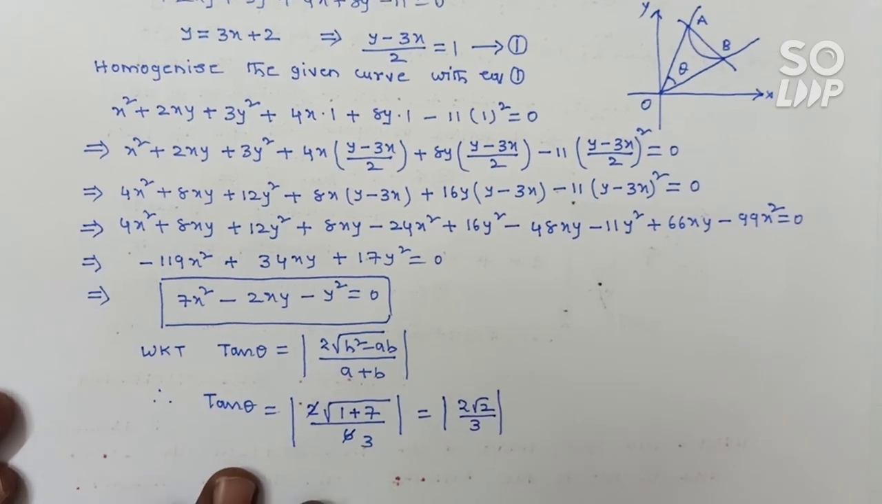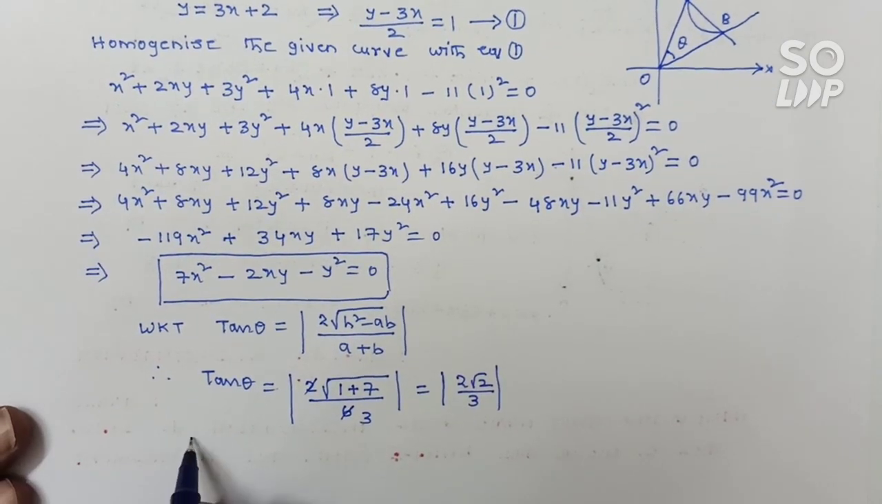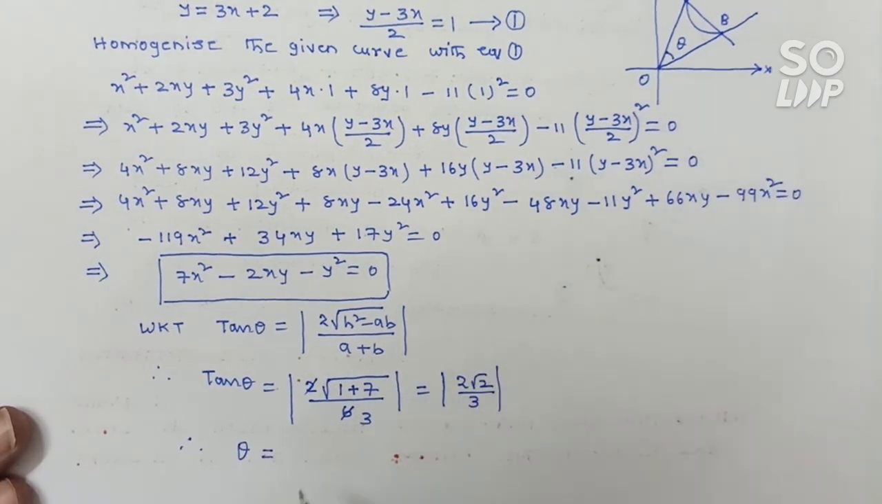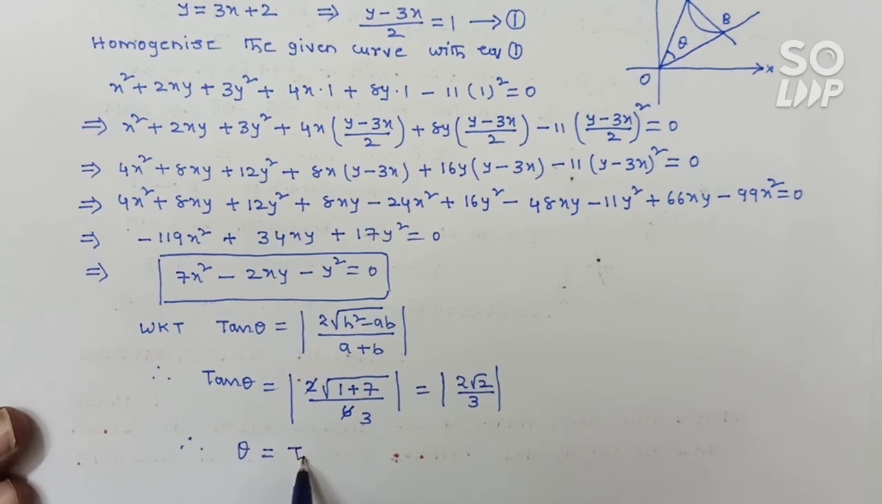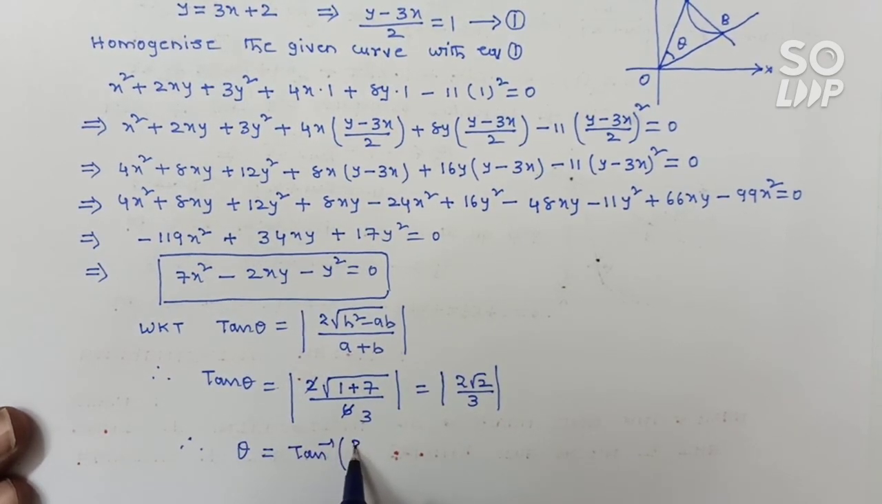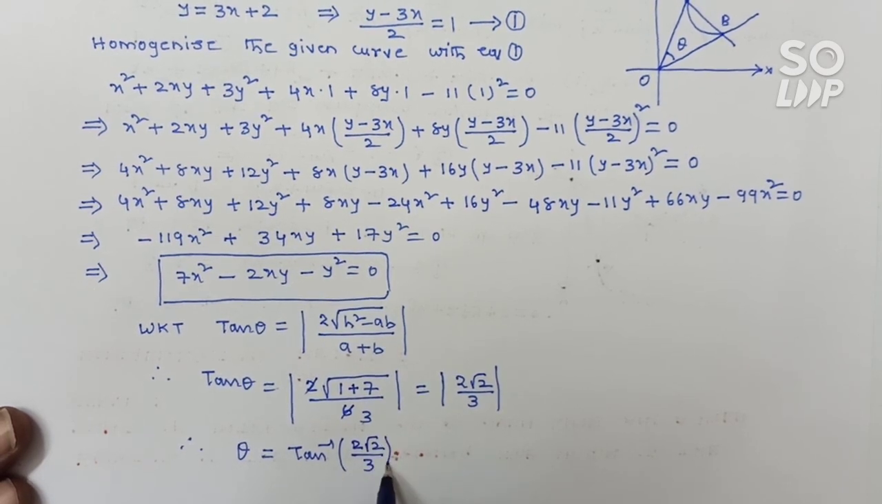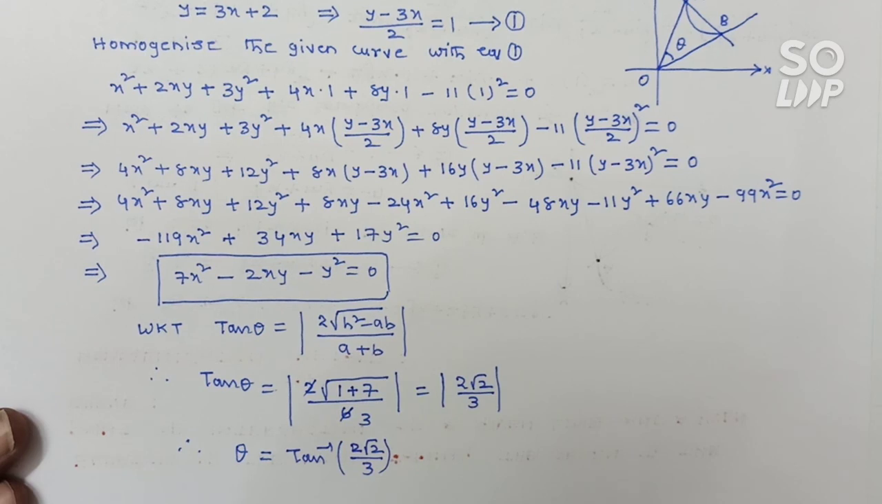Therefore, the angle between OA and OB, theta, is equal to tan inverse of 2 root 2 divided by 3. So this is the final result.